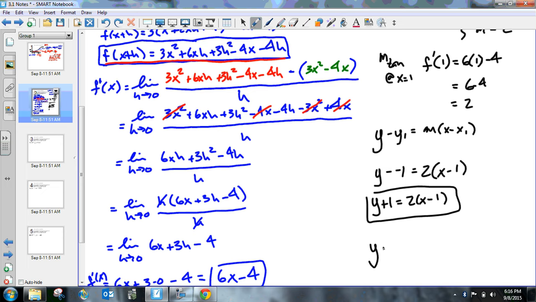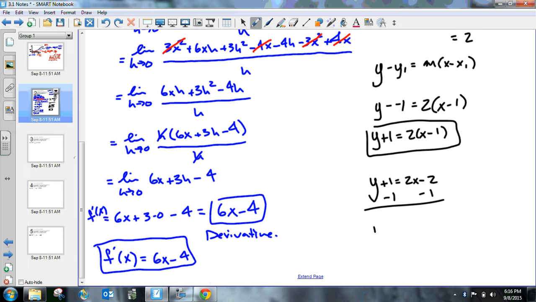This is fine, but let's go ahead and put this into slope-intercept form. So we get y plus 1 is equal to, let me distribute my 2, 2x minus 2, and then subtract 1 from both sides. So let's take a look here, guys. I get y is equal to 2x minus 3. Okay, this is the equation of the tangent line.